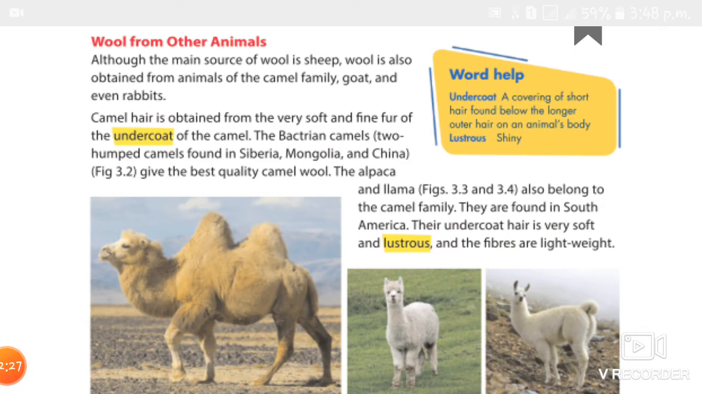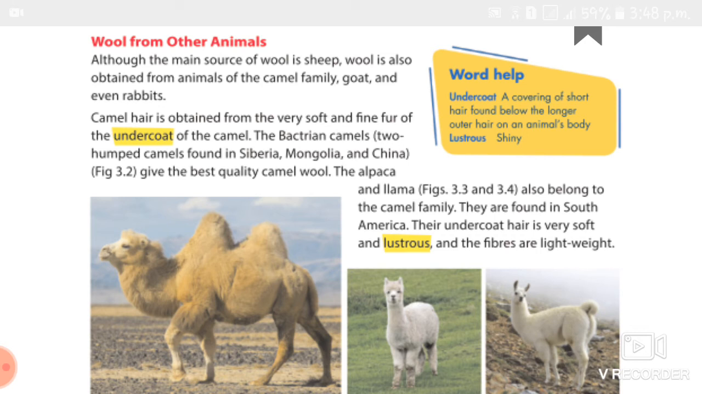Here we'll study about wool from other animals. Although the main source of wool is sheep, wool is also obtained from animals of the camel family, goat and even rabbits. So first, we study about camel wool.